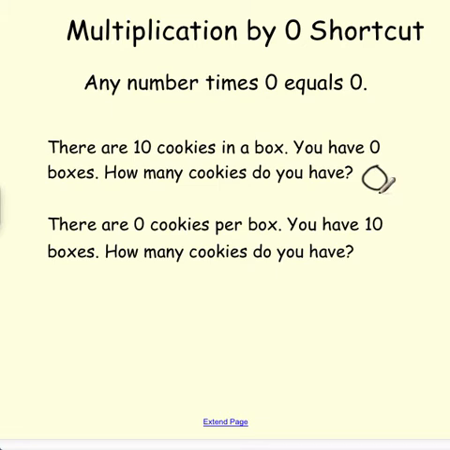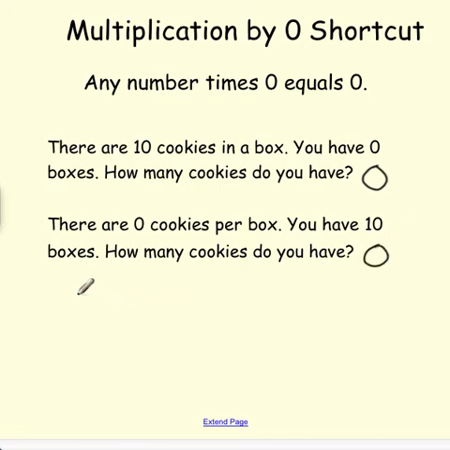This would be a great example to think about at the grocery store, right? If you go to Cub Foods, they probably have lots of packages of cookies with 10 in a box. But you yourself, if you don't take any of those boxes off the shelf, then you're going to have 0 cookies. Another example, there are 0 cookies per box, but you have 10 boxes. How many cookies do you have?